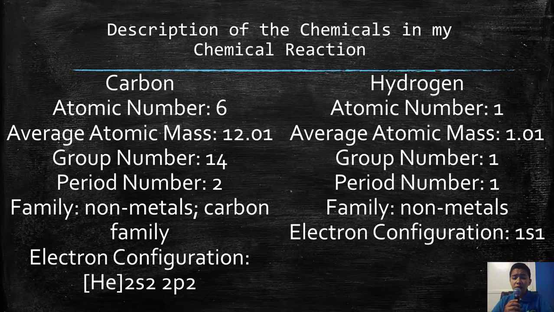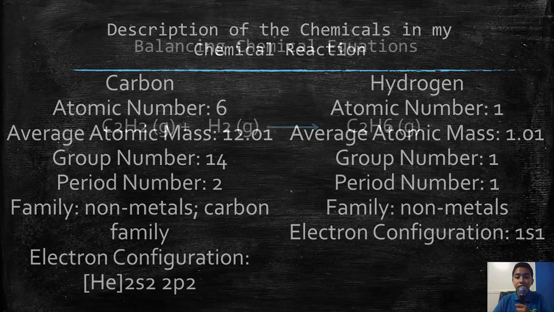Now, the average atomic mass is solved by taking all of the isotopes and adding up their atomic mass and dividing it by the number of isotopes taken into consideration, and that's the average atomic mass. The group number of hydrogen is 1, and the period number of hydrogen is 1 as well. The family is the nonmetals, and the electron configuration is 1s1, since there is only one electron, so it is put into that orbital.